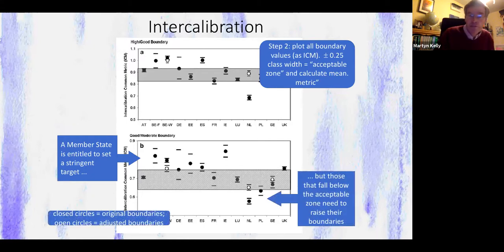And then at the other end, countries that fell below the acceptable zone were expected to raise their boundaries. That was the requirement of the intercalibration process, unless they could show that their boundaries were consistent with those of other countries. So as you can see in this case, the Netherlands in particular saw the case for raising its boundary. Sweden made a small adjustment as well.